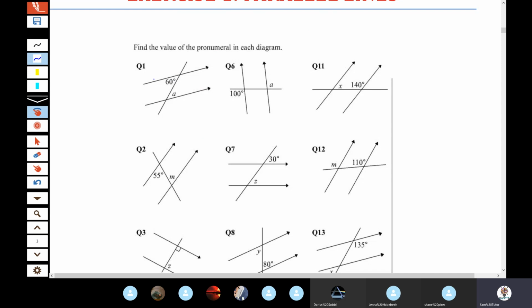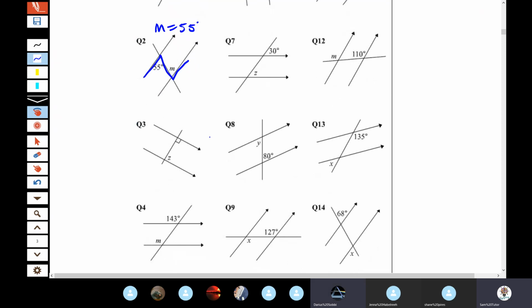I think if we can tell what the letter is for most of the basic ones, we should be able to know the answer. So here, there's a Z. So easy. A equals 60 degrees. Question 2, again, I can see a Z. M equals 55 degrees. Question 3, what does Z equal to?